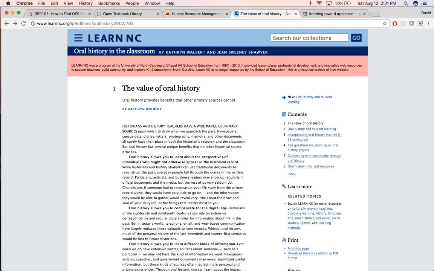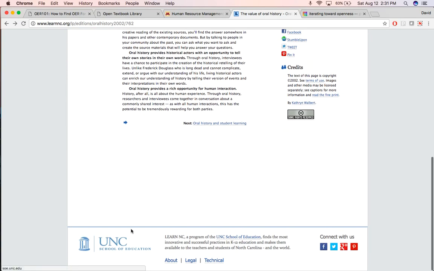This is a resource by University of North Carolina. If we scroll down to the bottom of the page, we'll see there's nothing here in the footer, this section right here. So if you are in the habit of always looking in the footer and you don't see anything there, do not immediately assume that resource is not openly licensed. Always make sure to check the sidebar as well.